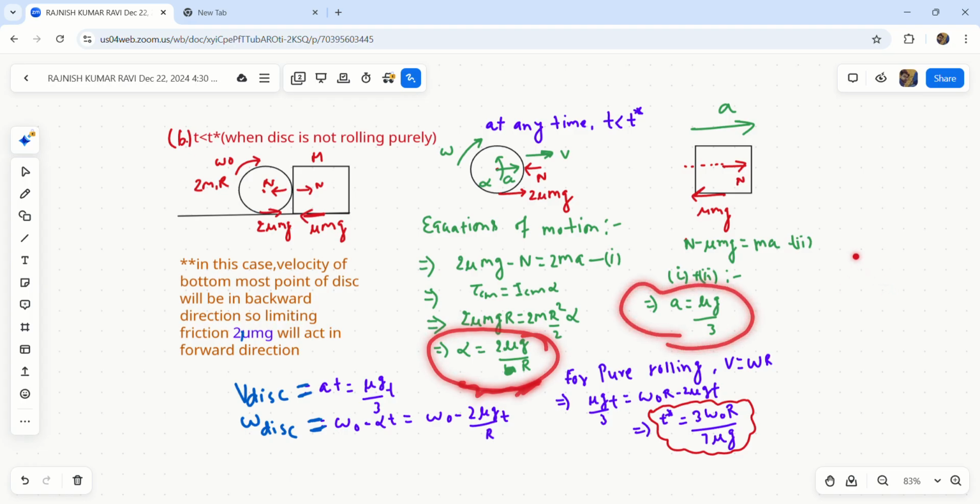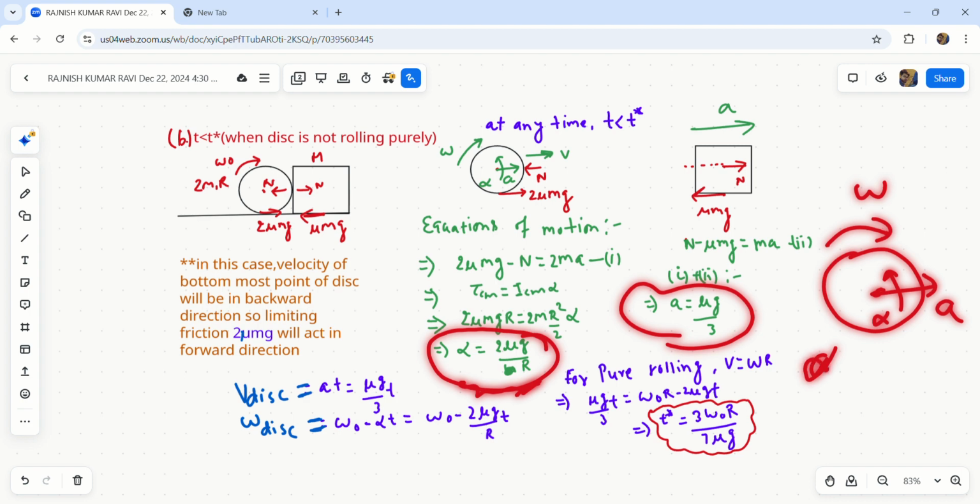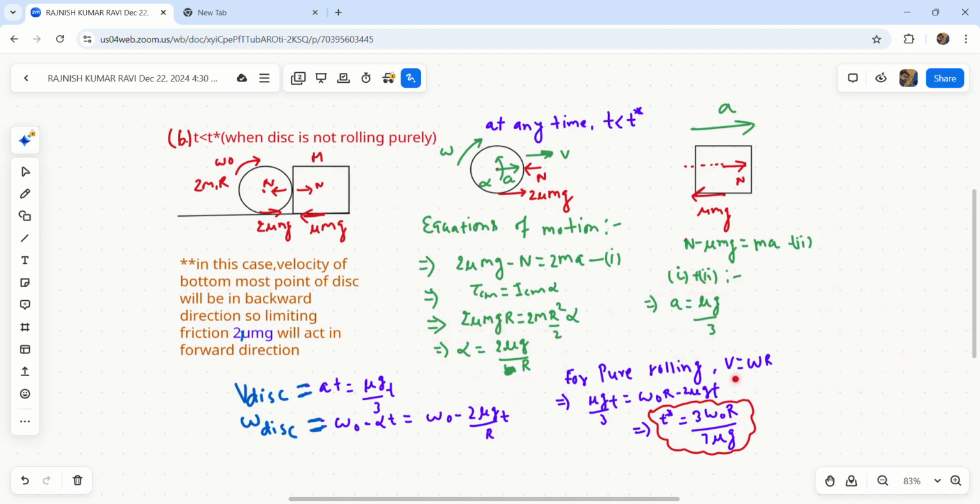If we look at the disk, it has acceleration a and alpha in this sense, and it has angular speed in this sense. Due to the alpha, its angular speed will decrease, and due to the a, its linear speed will increase. So there will be a time at which v will be omega times r. So we have to find that time.